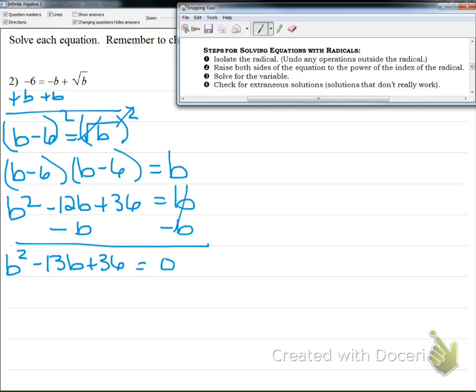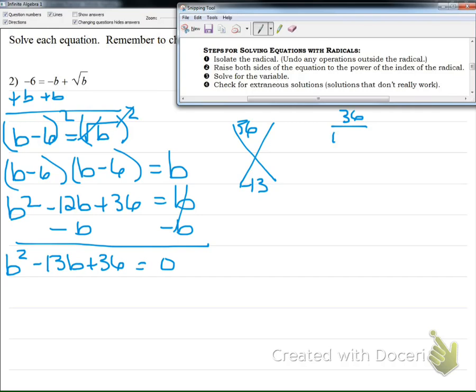Alright, now that we have this quadratic set equal to 0, you can see if your x factor works. 36 on top, negative 13 on bottom. Factors of 36, I couldn't see this right off the top of my head, maybe you could, so I'm going to go ahead and work them out.